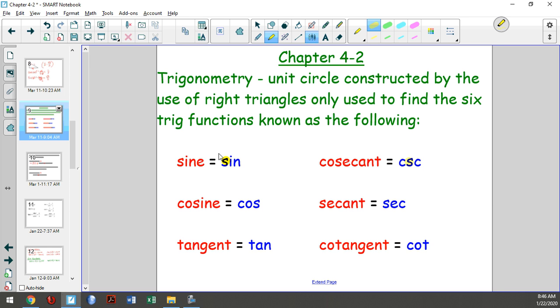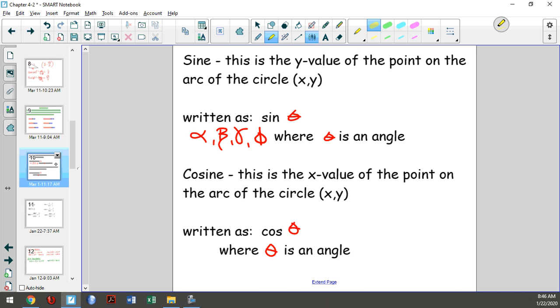All right. So over here, sine is going to be the y value. We learned this yesterday for the unit circle. The y value in the ordered pair xy. Cosine is going to be the x value in the ordered pair xy. And these angles right here, or these letters, are your Greek alphabet. The first one is going to be theta. Then this row right here at the bottom is going to be alpha, beta, gamma, and then phi. Okay? They all refer to angles.